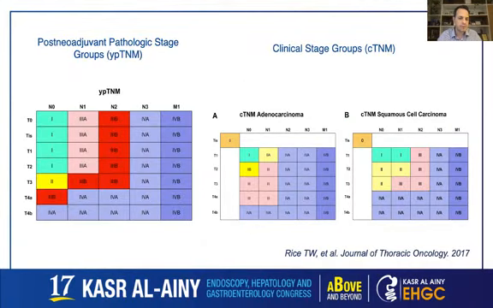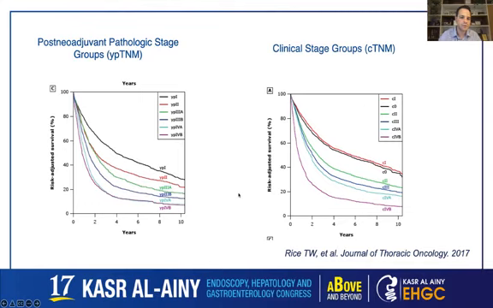And what is new in this 8th version of the TNM is that they added the post-neoadjuvant pathologic stage group. This is represented by a yp in front of the TNM. And the clinical stage group, which is the classification before the treatment decision, before you have the final pathologic examination. So there's a different classification here, and also they have different survival curves that are available in the original article.